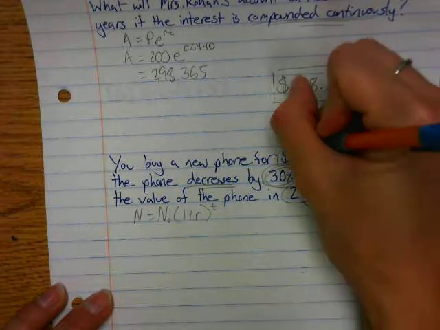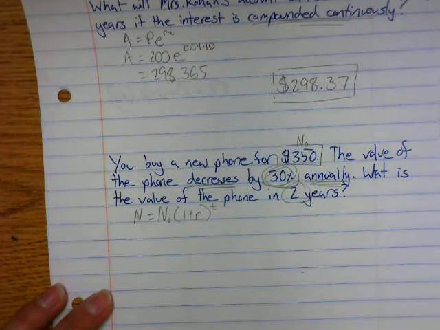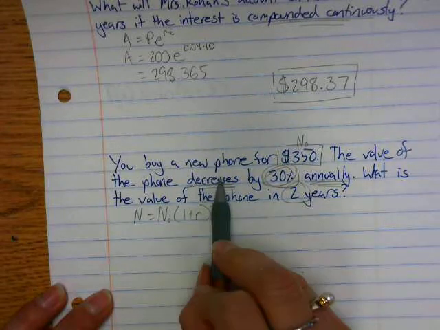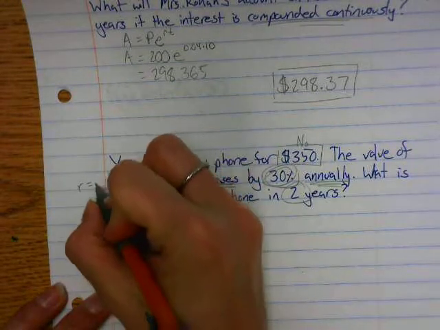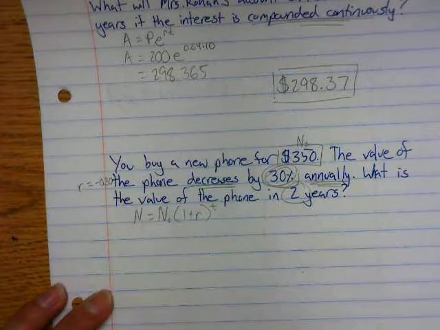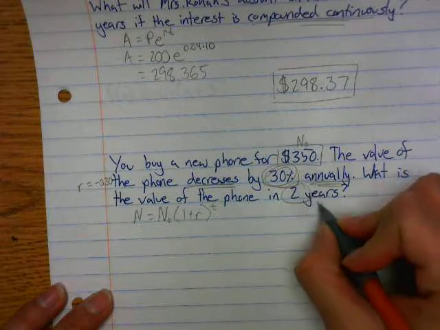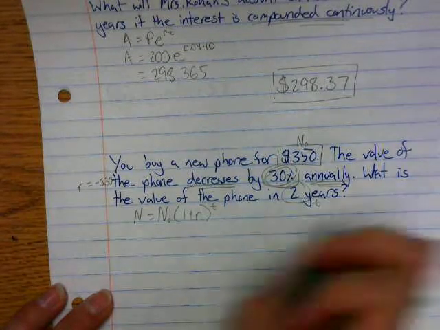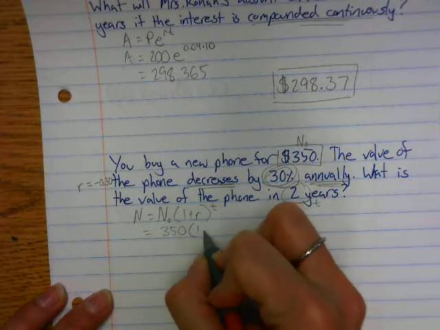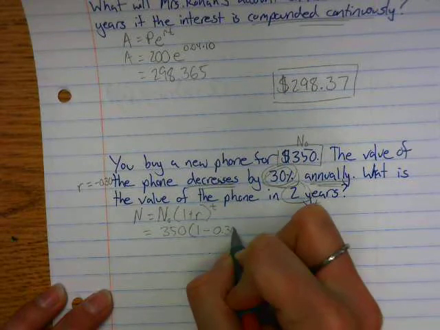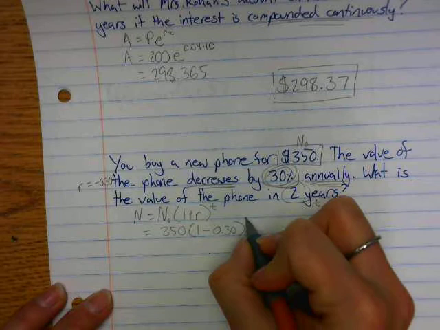My initial amount is going to be this $350. Since it's decreasing by 30%, my R is going to be a negative 30 hundredths, like that, and my time is my 2 years. So I have 350 times 1 minus 0.30 to the power of 2.